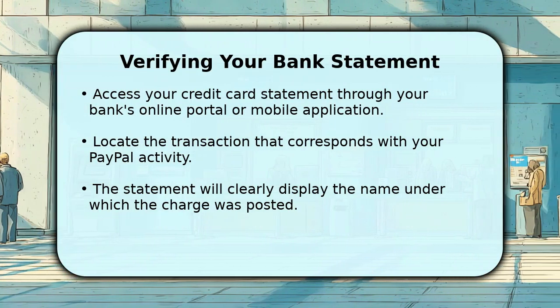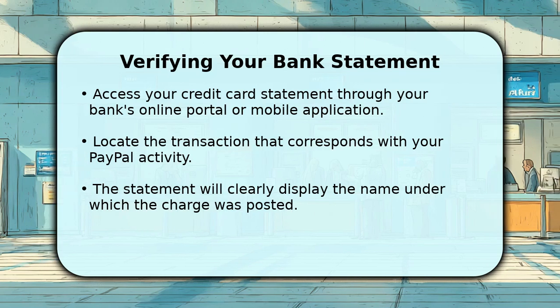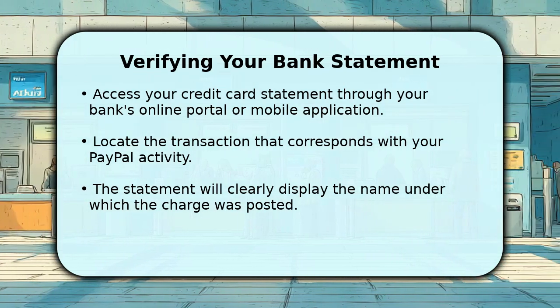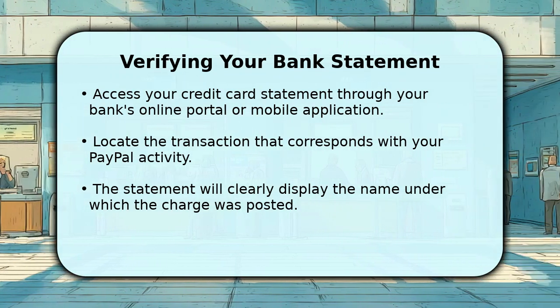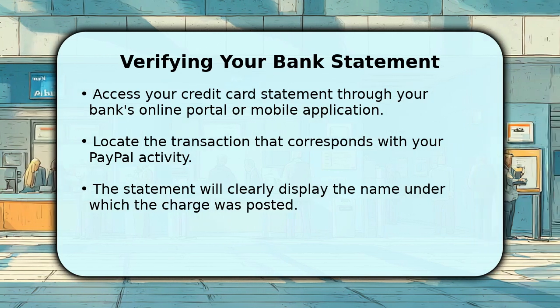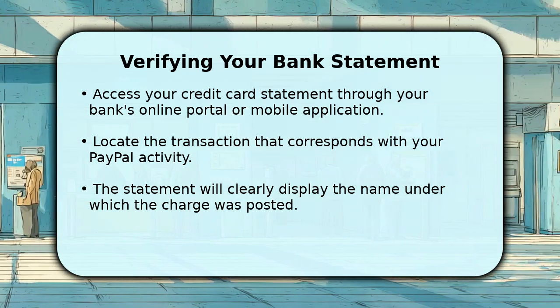The most definitive way to confirm the statement name is by checking your actual bank or credit card statement. Access your statement through your bank's secure online portal or their mobile app. Find the transaction that matches the date and amount from your PayPal activity. Your bank statement will clearly show the exact name or identifier under which the charge was posted, typically within 24 to 48 hours of the transaction.